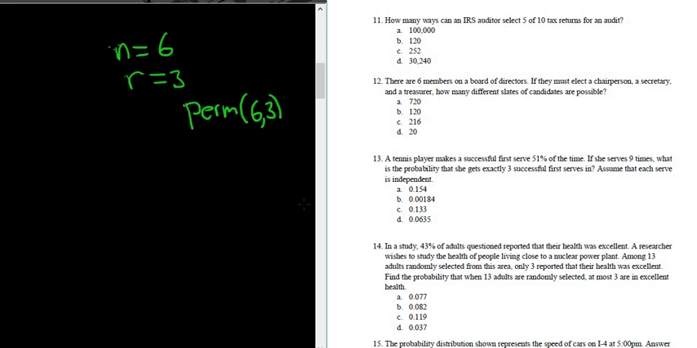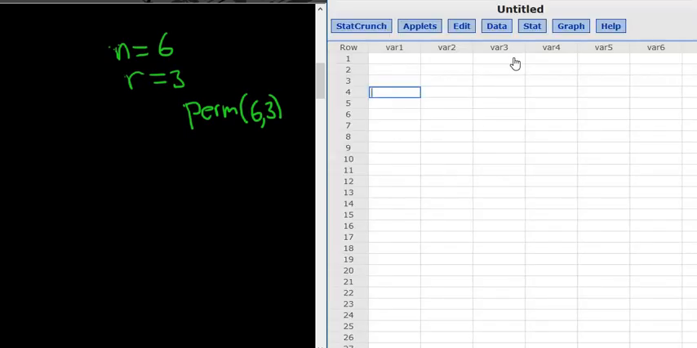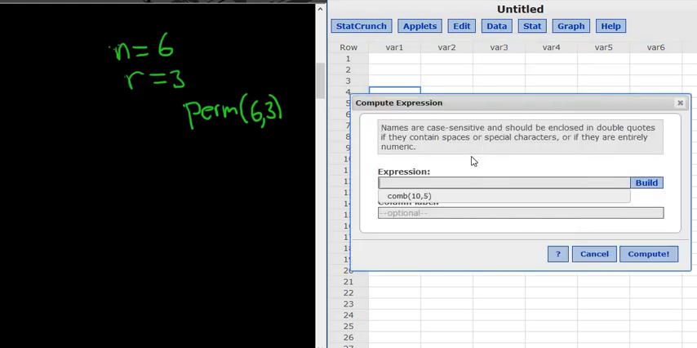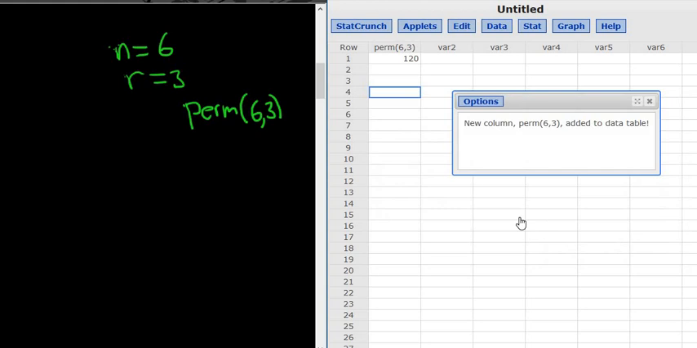Let's go ahead and do it in StatCrunch, and then I'll show you another way to do it. So you go to Data, Compute, and Expression. Then you left-click on Expression. Then just type in perm, so P-E-R-M, parentheses, the bigger number always first, and don't forget the comma. So perm 6-3, boom, there it is, 120.